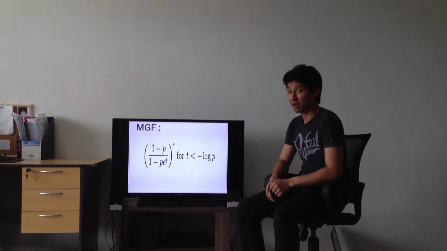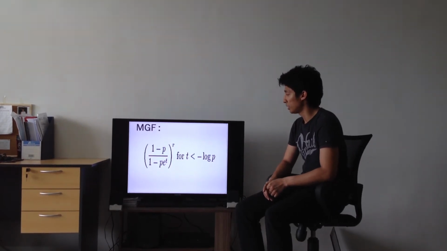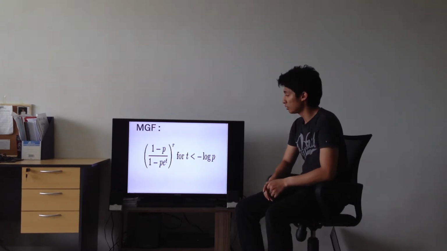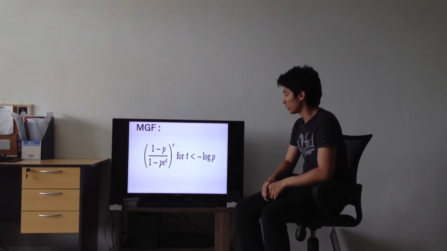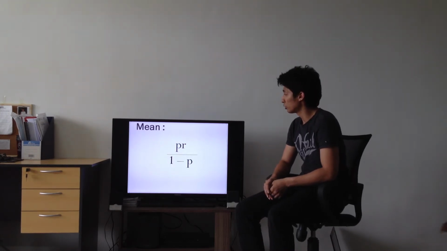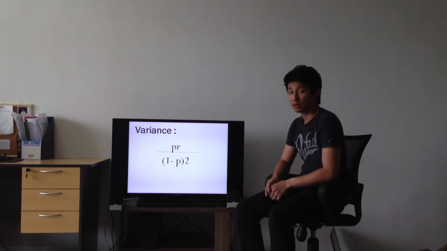So moving on to the MGF, moment generating function. The formula is (1 minus p) over (1 minus p e to the power of t), all of that to the power of r, for t smaller than negative log p. So moving on to the mean, which is pr over (1 minus p). The variance is pr over (1 minus p) to the power of 2.